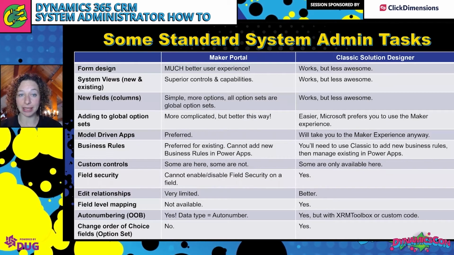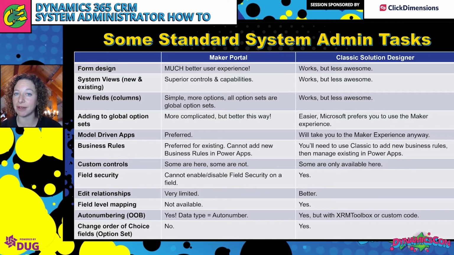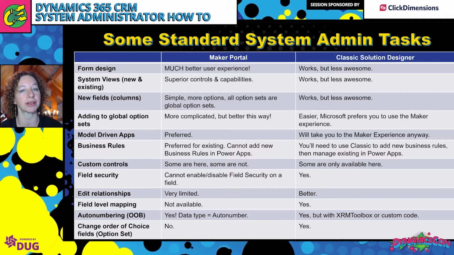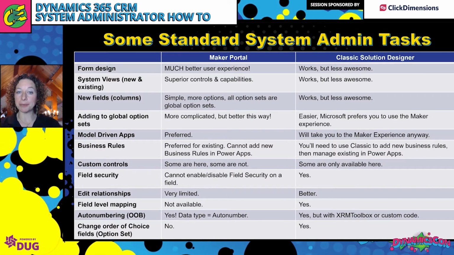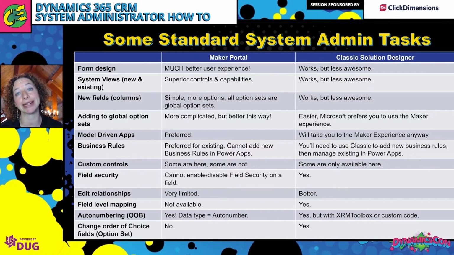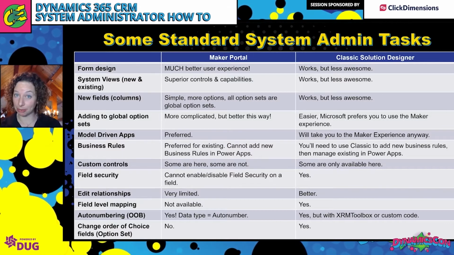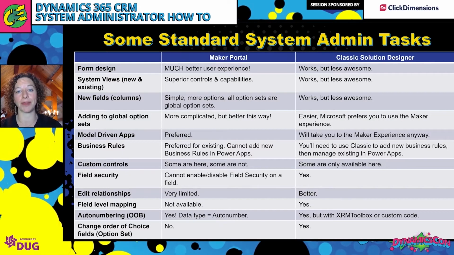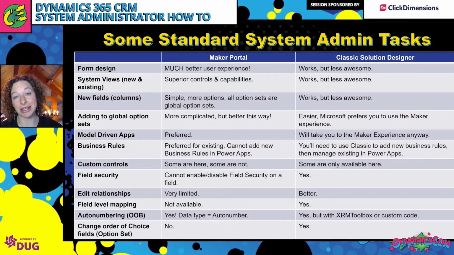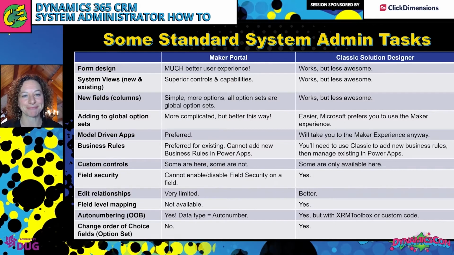New fields and columns. It's simple in the Maker Portal. There are different options available to you only in the Maker Portal, and we'll look at those later. And all option sets are global option sets, which is great because it's a general best practice. You should build option sets or choices as global option sets. By default, that's how they're created. Clearly, you can still add fields in the Classic, but it's less awesome.